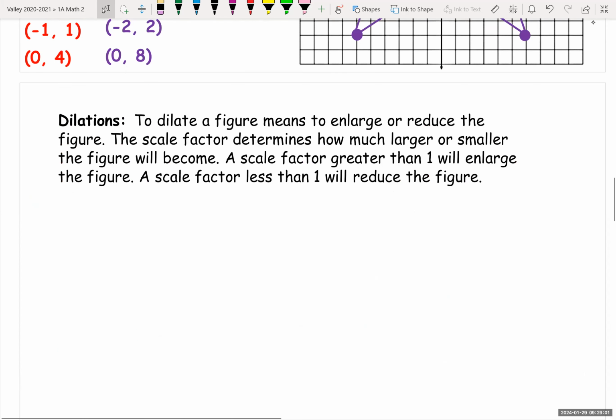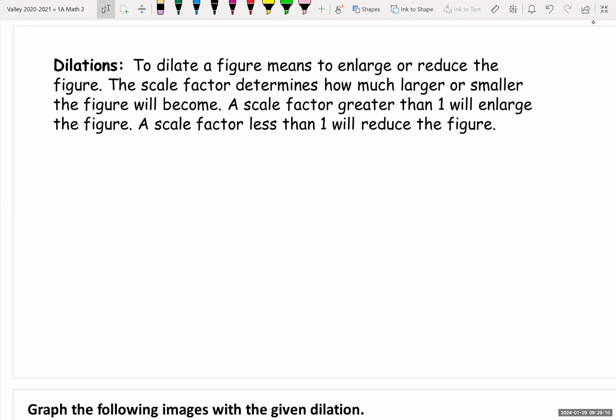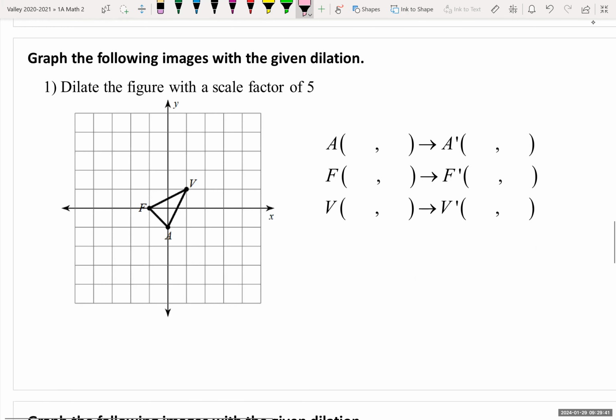So let's go to the back side of your paper. And at the top, it explains exactly what we just talked about. A dilation, to dilate a figure means to enlarge or reduce the figure. The scale factor, which is what we're going to talk about, determines how much larger or smaller the figure will become. A scale factor greater than 1 enlarges or makes it bigger. If it's less than 1, it makes it smaller. So the scale factor is like we multiplied by 2 on the last problem. That's called our scale factor. Whatever you're multiplying by, that's your scale factor. If it's bigger than 1, your picture should get bigger. If it's smaller than 1, your picture should get smaller. And it will just automatically do that. So even if you forget that, it will just happen.